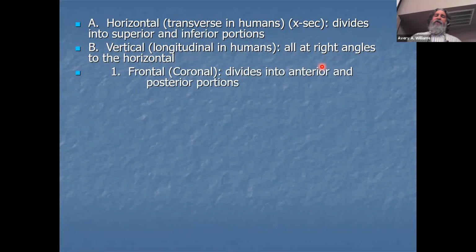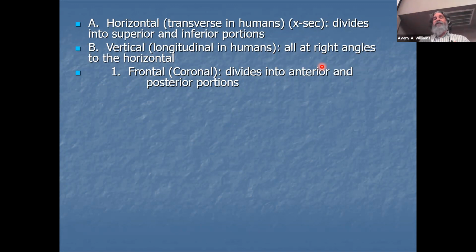How about that? So to distinguish the two different types of vertical sections, you have one type of vertical section, a frontal section. A frontal section divides your subject into anterior and posterior portions. So you get a front half and a back half. Okay, frontal section. You cut this section, you have a front half and a back half.